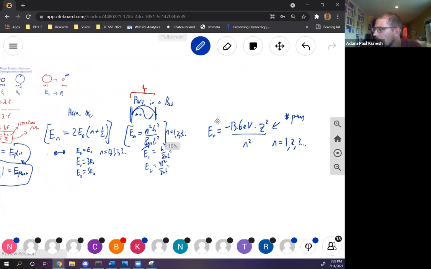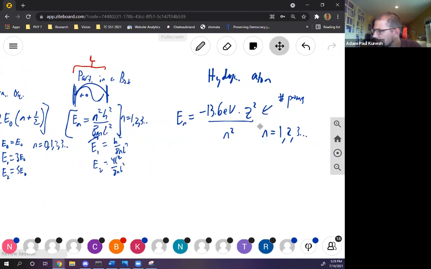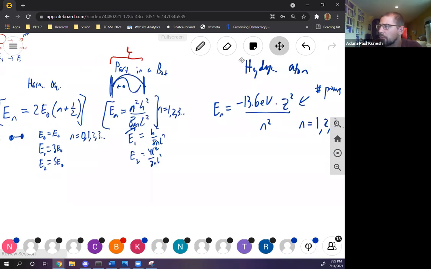So let me complete our little table here by writing, this is the hydrogen atom. Pardon my chicken scratch. For the particle in a box and the hydrogen atom, n starts at 1 and then goes up as the integers. For the harmonic oscillator, n starts at 0 and goes up as the integers.